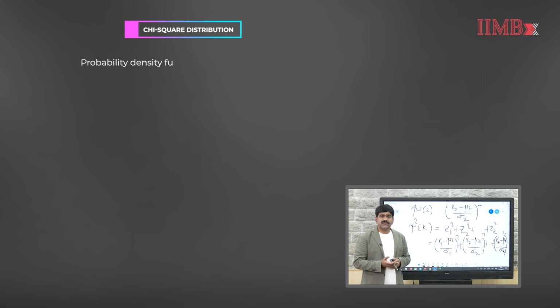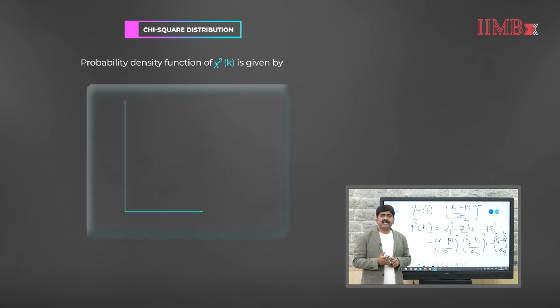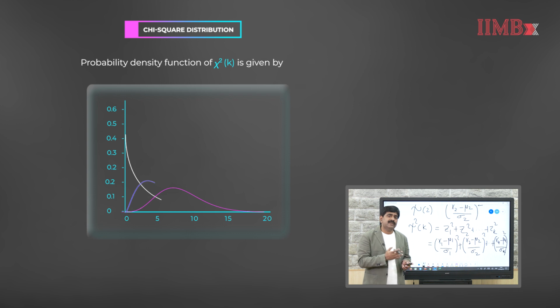The probability density function of chi-square k is given in this slide. Here gamma k by 2 is the gamma function, where the gamma function gamma k is nothing but the integral from 0 to infinity of x to the power k minus 1 e to the power minus x dx. The probability density function of chi-square k with different values of k is shown in this particular figure.